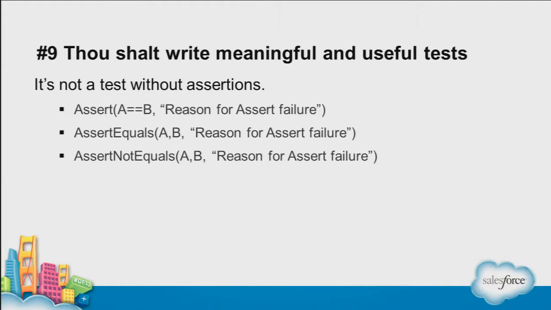The first one, the system.assert method, you say A is equal to B. If that returns true, you're good. If it returns false, you're going to get an assertion exception. Assert equals, same idea. You know, if A and B are equal, then we're good. And assert not equal, if A and B are equal, then we're not good.